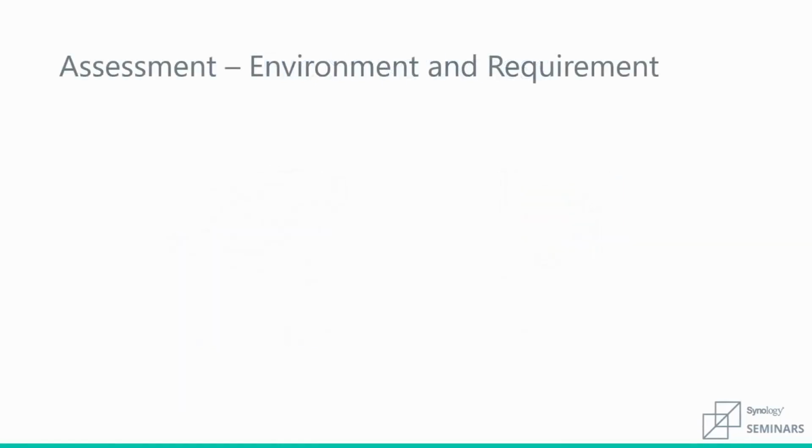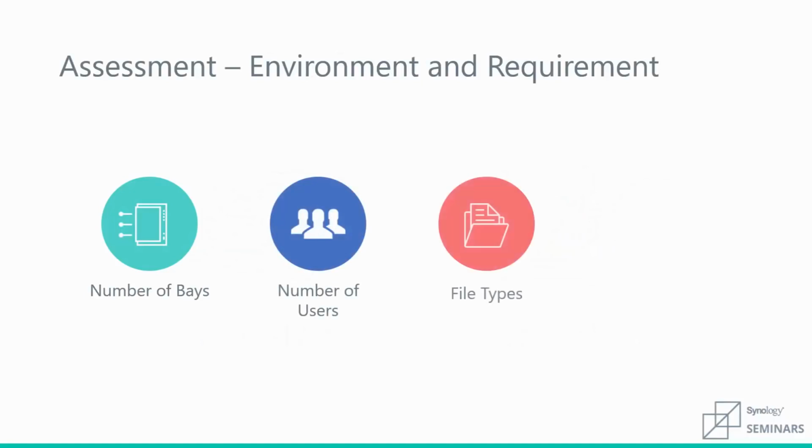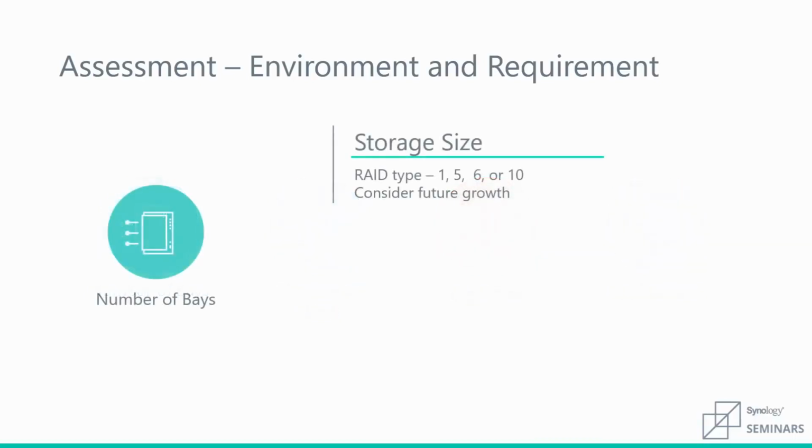Next, let's talk about assessing your environment and how to choose a NAS for its requirements. First, let's figure out the number of bays we should be looking for. So to figure this out, let's start by thinking of the capacity that we're looking for. How many terabytes of storage do I need? Once I've got that estimated, I need to consider what RAID type I should use.